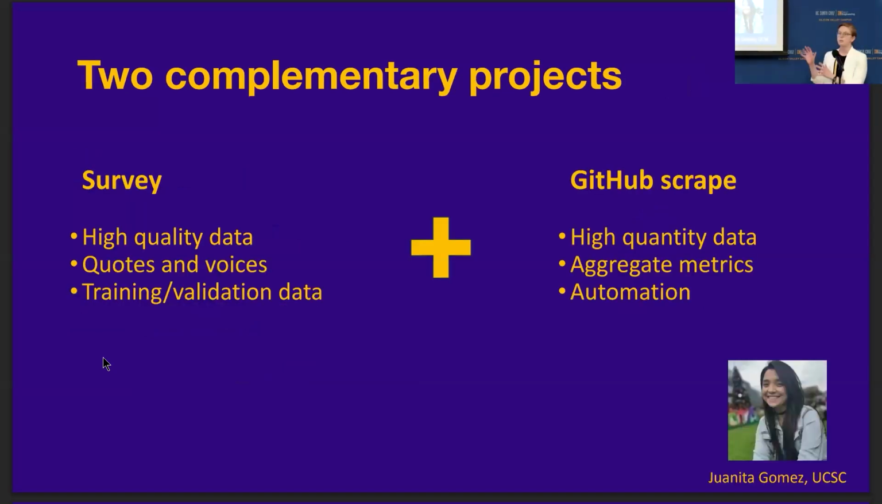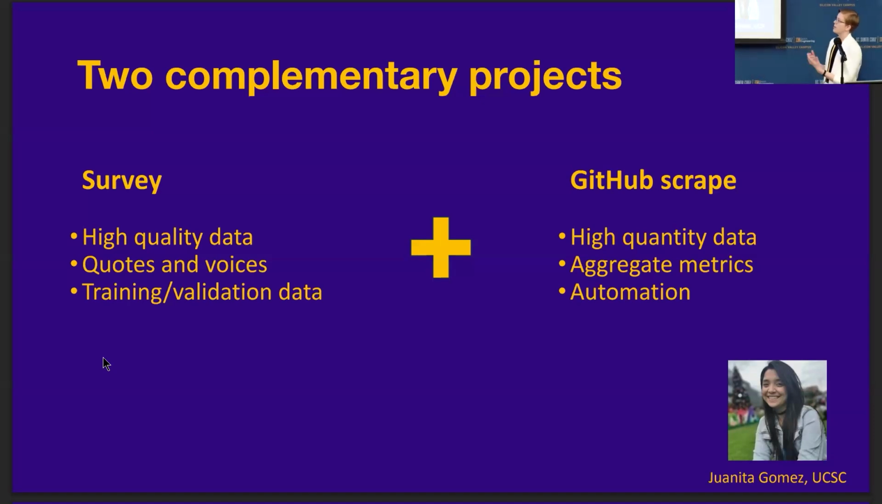This is one of two projects that really fit together. The other project is a scrape of, I didn't know her face was going to be projected. Juanita's project is scraping repo data from GitHub and predicting whether a person is affiliated with UC, looking at those same characteristics of the repository that I just mentioned, but she's doing this on a much, much larger scale using machine learning.